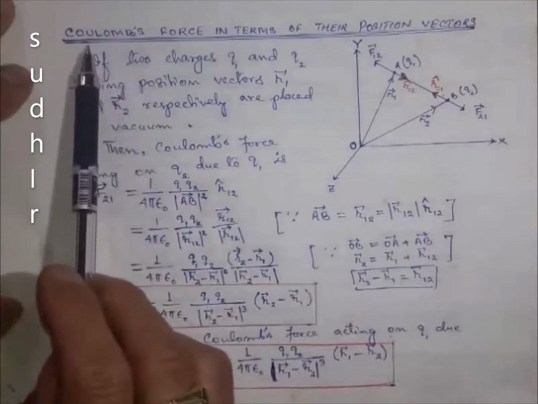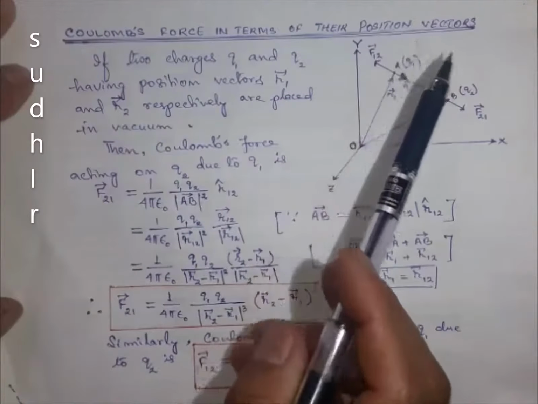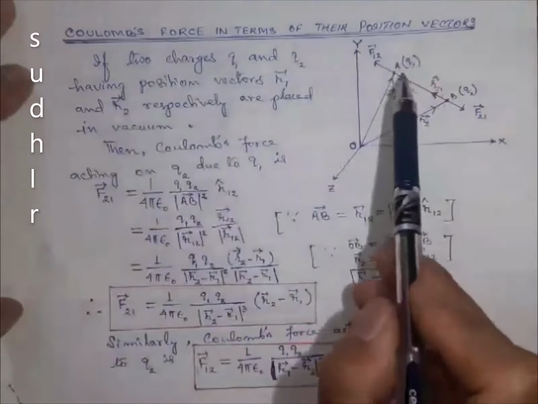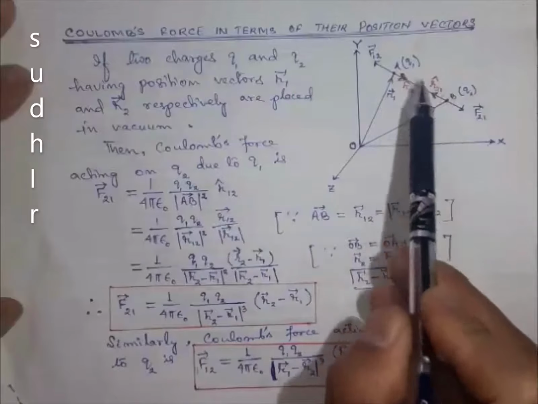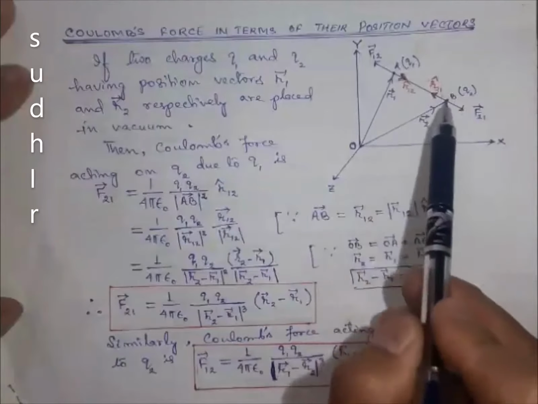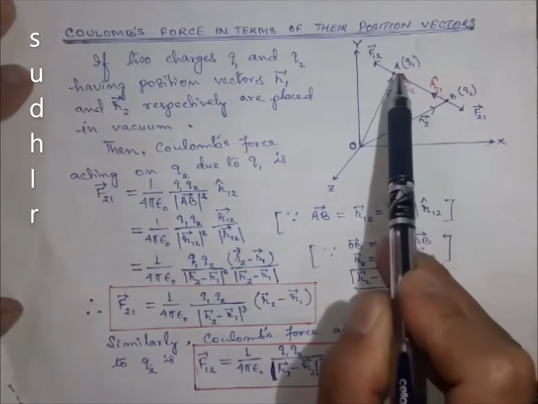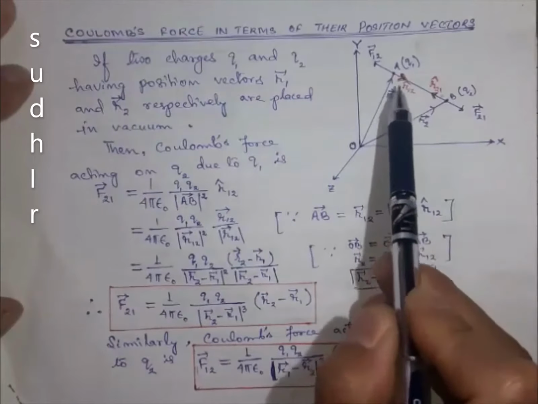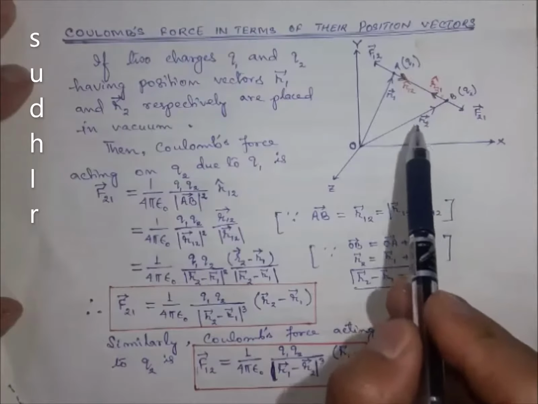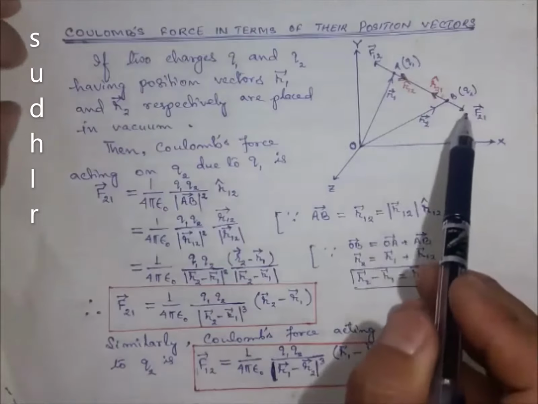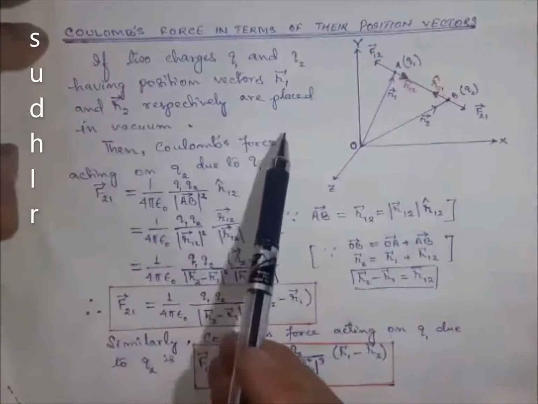So let's start with Coulomb's force in terms of position vectors. Let's consider two charges Q1 and Q2 separated by this distance AB, and having position vectors R1 vector for Q1 and R2 vector for Q2, and these two charges are placed in vacuum. So it is written here in the description.